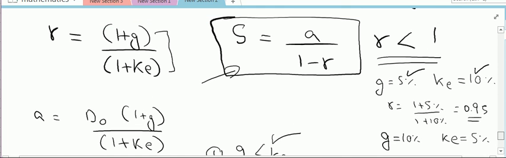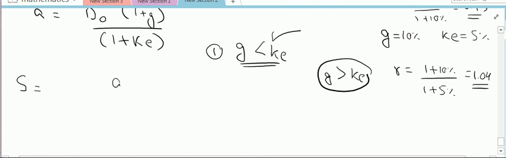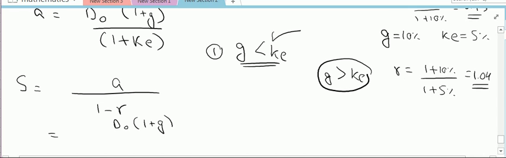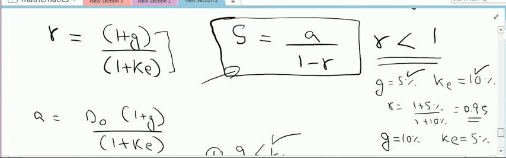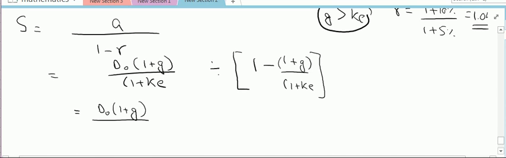We use the sum to infinity of a geometric progression, which is s equals a divided by 1 minus r. Since s equals a divided by 1 minus r, if I put in my value of a, my a is d0 (1 plus g) divided by (1 plus ke), divided by 1 minus r, where my r is (1 plus g) divided by (1 plus ke). Solving it, it will be d0 (1 plus g) divided by (1 plus ke), divide turned into multiply. Let us leave it like this.